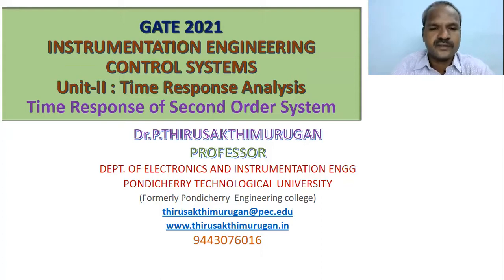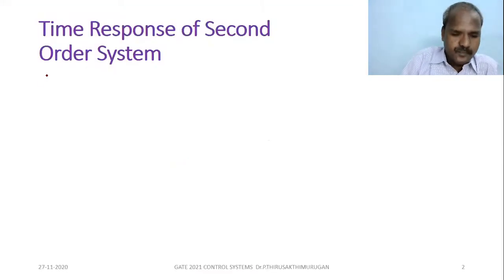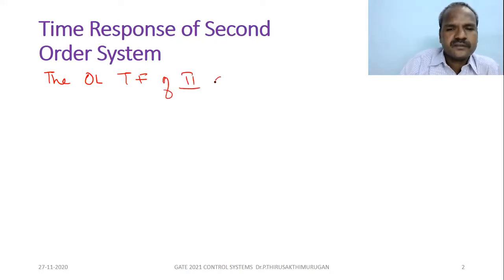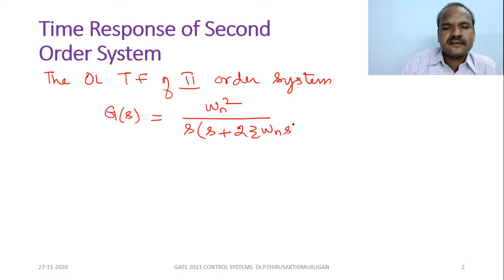Today we are going to discuss time response analysis of second order control system. Okay, the open loop transfer function of a second order system is denoted by G of S equal to omega n square divided by S into S plus 2 zeta omega n.